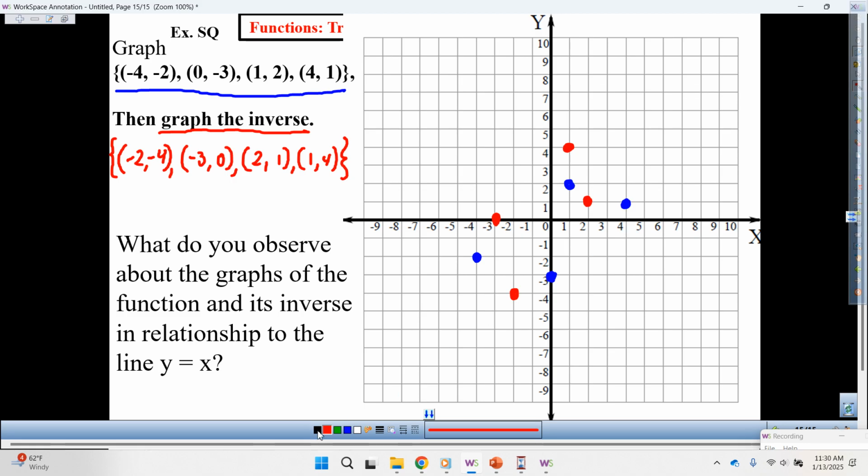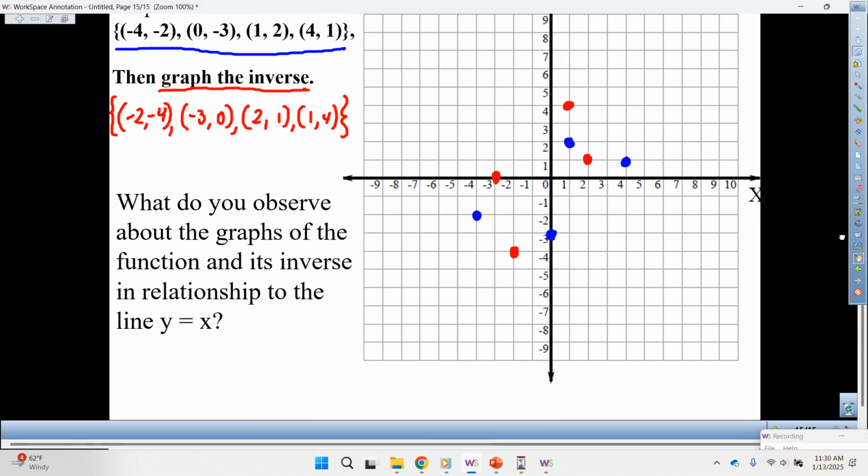All right? And last, here goes. Let's answer this question. The question was, what do you observe about the graphs of the function and its inverse in relationship to the line y equals x? So let's graph this line y equals x. I want you to sketch a line going through the center, the point of origin, but diagonally, like so.